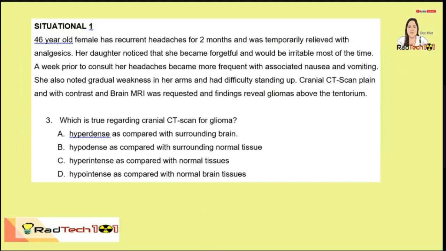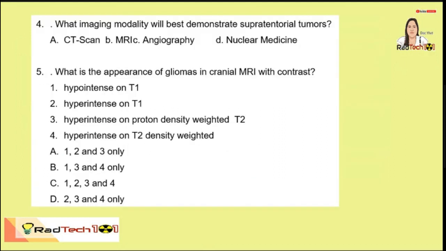So number 3, which is true regarding cranial CT scan for glioma? So the answer for that is glioma in CT scan appears hyperdense. So it is brighter compared to the surrounding parts of the brain. Number 4, what imaging modality will best demonstrate supratentorial tumor? So of course, it is a soft tissue imaging, so it is MRI.